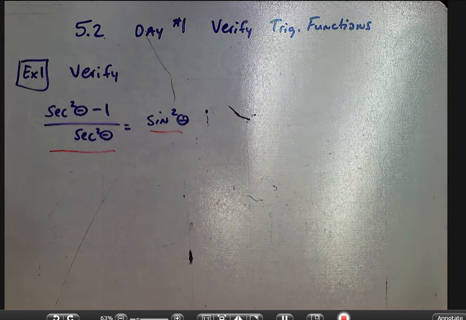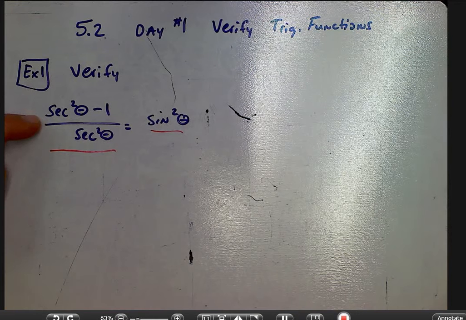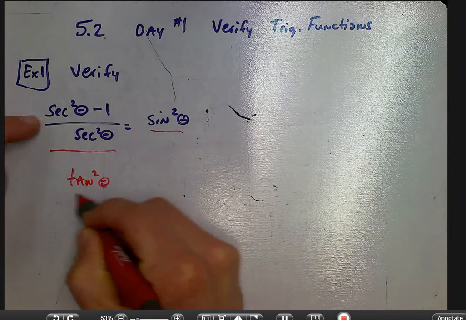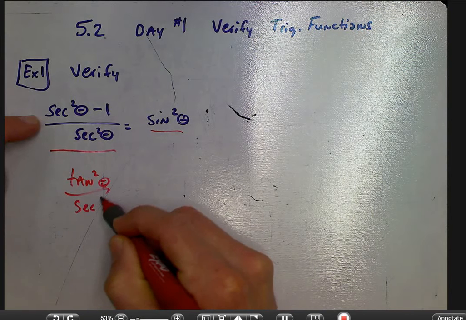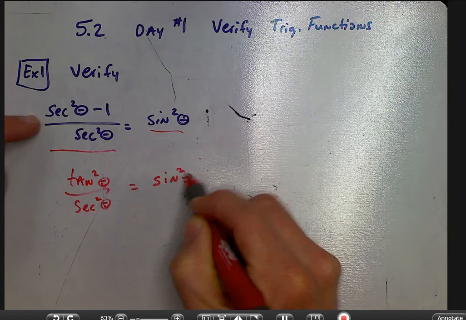The first thing I'm going to do is replace secant squared theta minus 1 with tangent squared theta. That's because secant squared theta minus 1 equals tangent squared theta, and I believe that's right on your formula reference sheet.